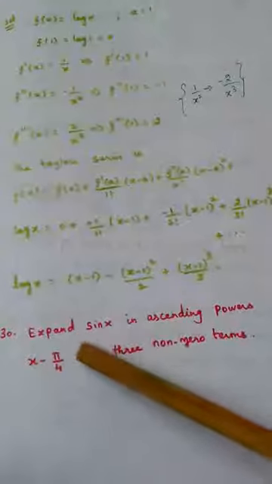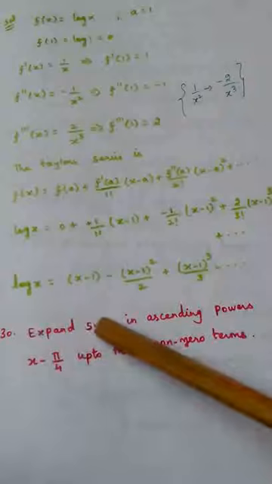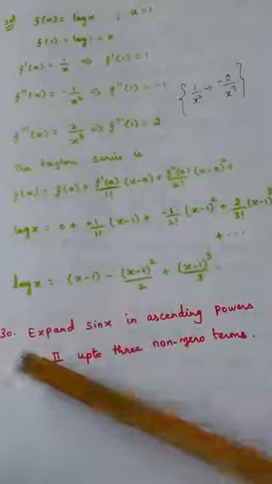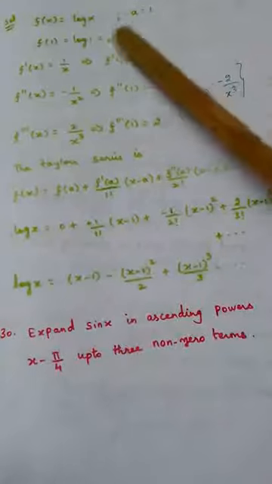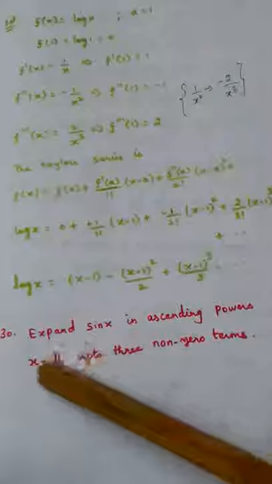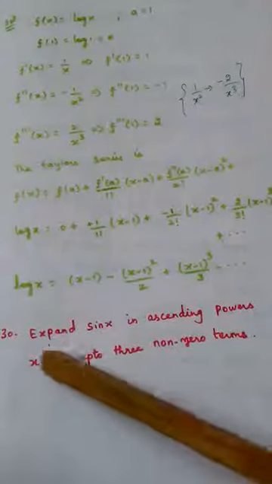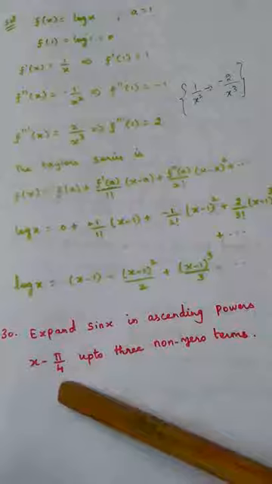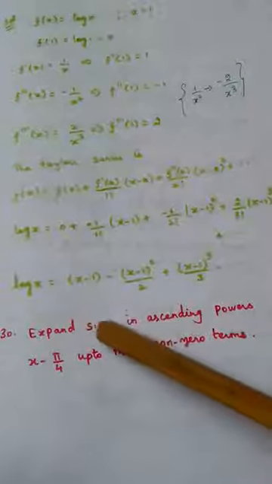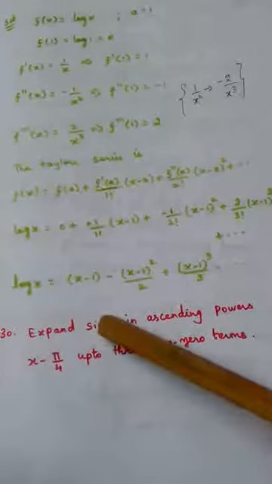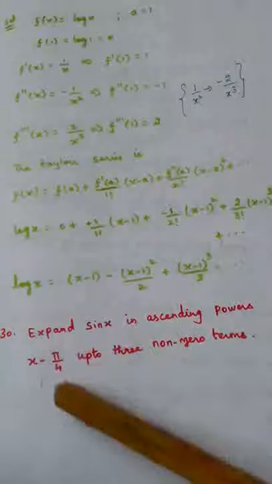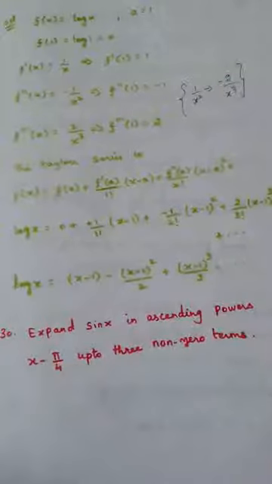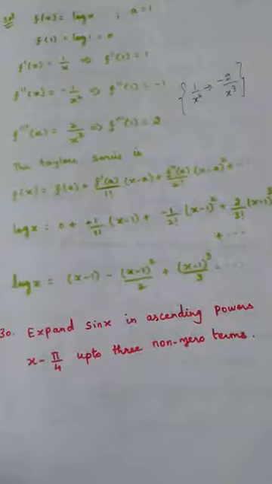If I equate this to 0, what happens? x is equal to pi by 4 will come, so x equal to a. Here the a value was 1, similarly here a value is pi by 4. So once we got a value, that will come in Taylor's series expansion. What is the given function? Sin x. We should expand sin x in Taylor series up to 3 terms, where a is pi by 4. That is the meaning of the question. We will see the answer now.